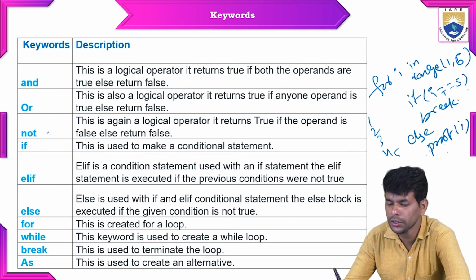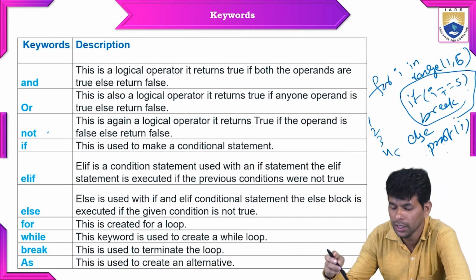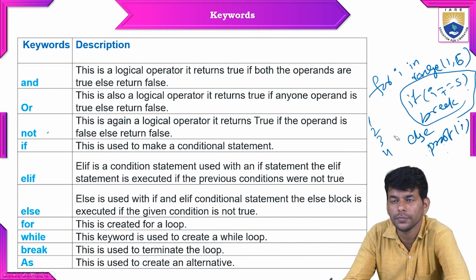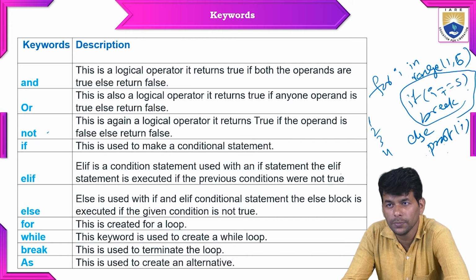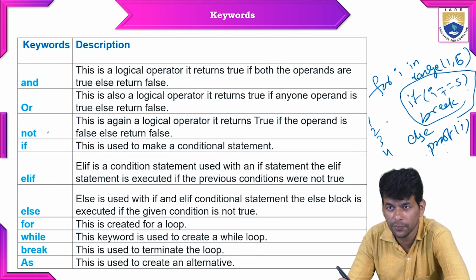But when I am using this break statement, when the value becomes 5, the loop will be terminated and the program will be stopped there. That means we will get the output as 1, 2, 3, 4 only. So this is the use of the break statement. When you want to terminate or close the loop, you have to use this break statement. Is that clear?